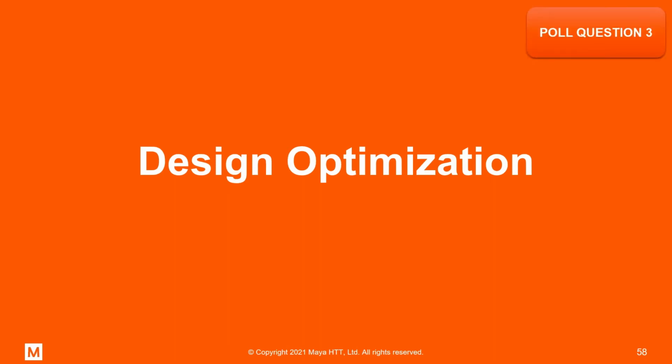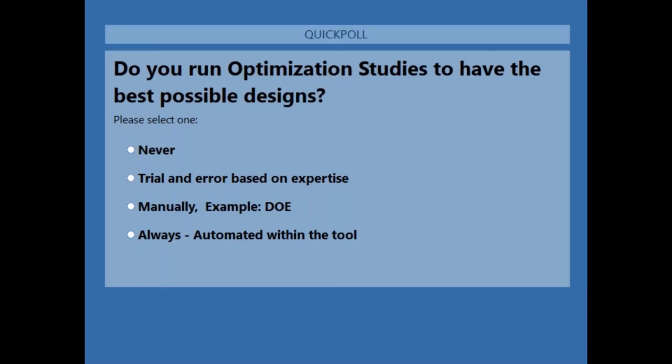So it's time for a simple poll question, question number 3, before we continue with our presentation. I'll take over this. Dan's just had to step away. So here, do you run optimization studies to have the best possible design? If you could select one: never, trial and error based on expertise, manually, for example design of experiments, or always, and that can be automated within the tool as well. So we'll just give that a few seconds.